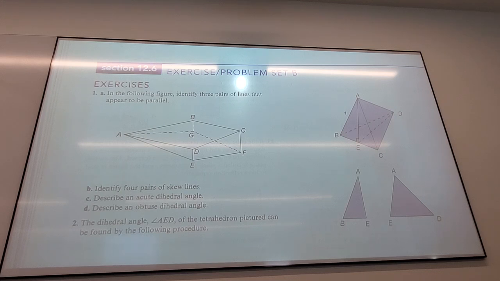By 4 pairs, that means like 4 different? So like 3 pairs of lines that appear to be parallel. Yeah. BG and DE, DE and CF, CF and BG. And then what's dihedral? Oh yeah, what's dihedral? Does anyone remember dihedral?